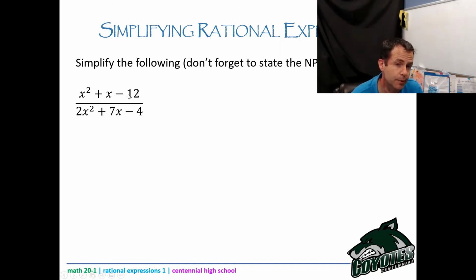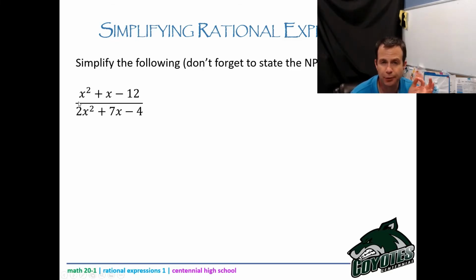I'm looking for two numbers that multiply together to give me negative 12 and add together to give me 1. I know that would be 4 and negative 3. Here, I'm looking for two numbers that multiply together to give me negative 8 and add together to give me 7. That would be 8 and negative 1.